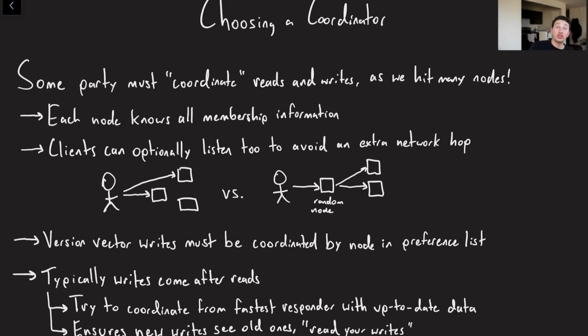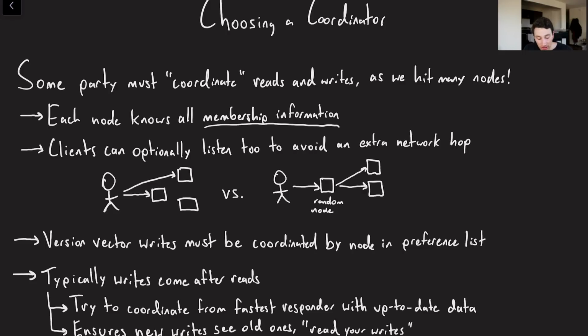So the next piece is actually choosing the coordinator. Like I mentioned, in Dynamo, when you're making a write and you're using version vectors, your write has to be coordinated by one of the nodes in the preference list. So the question is, which one do we actually choose? For starters, every single node, recall, because of our gossip protocol, knows all the membership information, where the membership information is what nodes exist and which keys belong on which nodes.